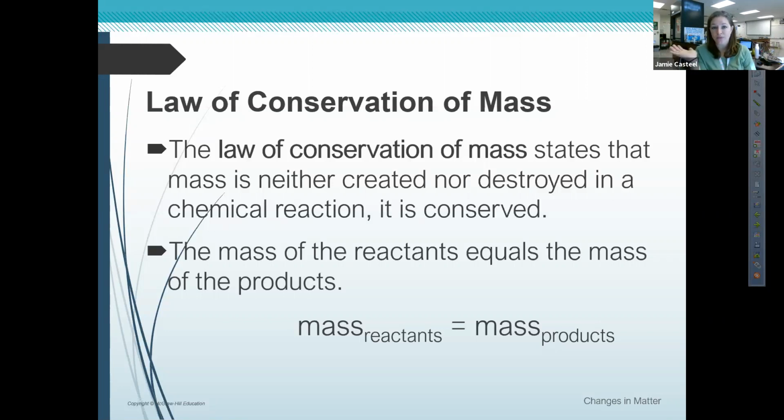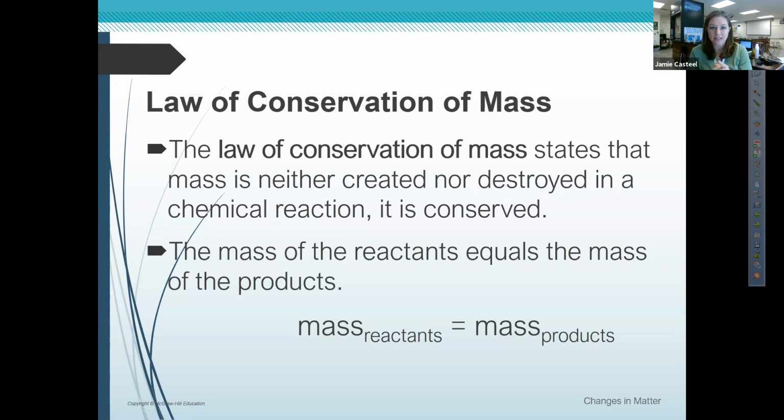So if I start with 5 grams of hydrogen and I add 5 grams of oxygen and I get them together under the right pressure and temperature, I'm going to make water. But since I had 5 grams and 5 grams, I'm going to have 10 grams of water. So that's what you need to know. We never lose anything. We're just rearranging the bonds that hold things together.